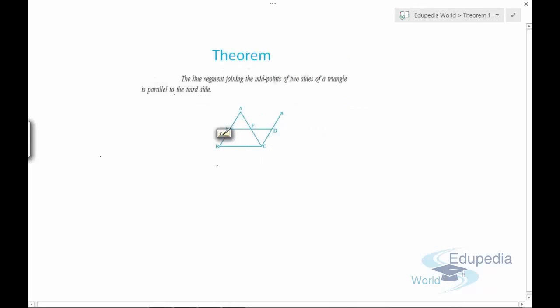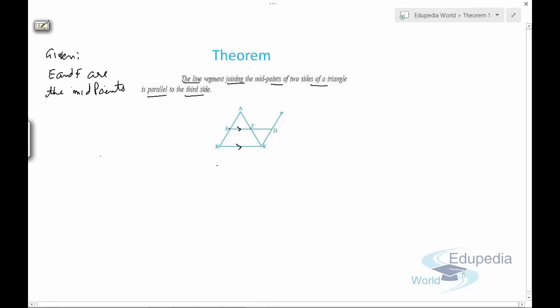Okay, so the first theorem is: the line segment joining the midpoints of two sides of a triangle is parallel to the third side. Means, suppose this point E and this point F are the midpoints of two sides of a triangle. We need to prove that this line is parallel to this line. So let's see how we can prove this. First, we need to write the given. It's given that E and F are the midpoints, right?